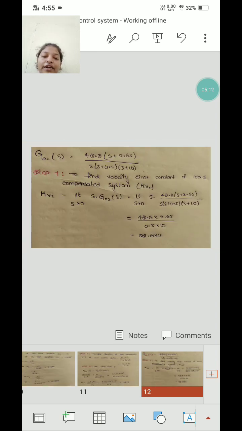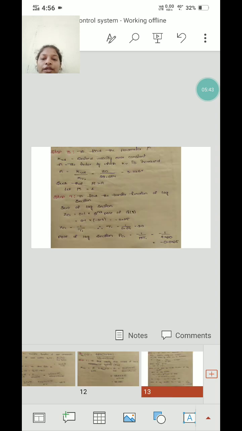Step 7. To find the velocity error constant of the lead compensated system, Kv2 is equal to limit s tends to 0 of s into G02(s), which is limit s tends to 0 of s into 42.8 into (s + 2.65) by s into (s + 0.5) into (s + 10). By substituting all these values and calculating, we get 22.684. Next, we go through step 8.